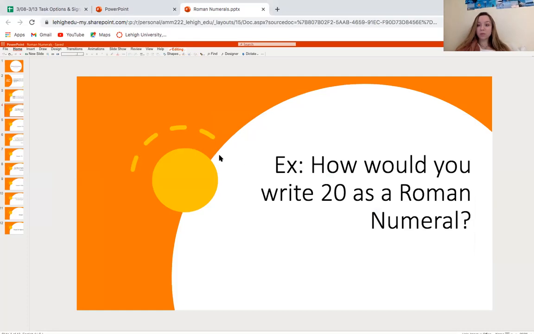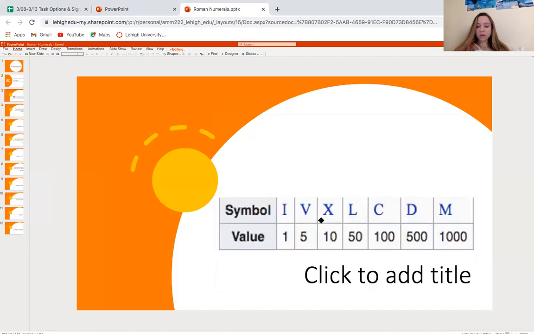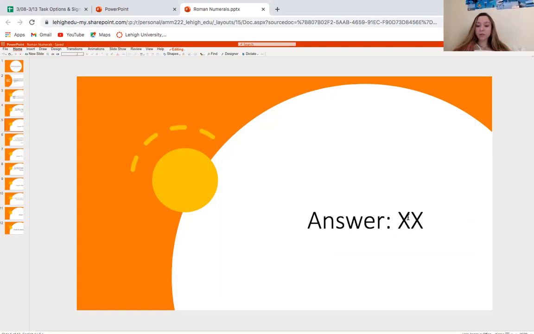So I have an example for you guys. The first example is, how would you write 20 as a Roman numeral? If we go back to the chart, we see that there isn't a specific value that equals 20, but we do know that X is equal to 10. So if we just put 2 X's, that equals 20. We basically just add the symbols together, if that makes sense. So 2 X's is actually 2 10s, which is equal to 20. So then the answer is XX, because 10 plus 10 is equal to 20.